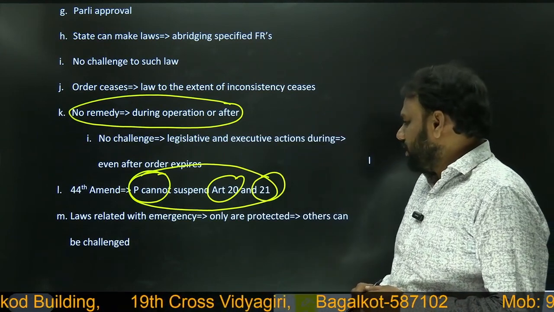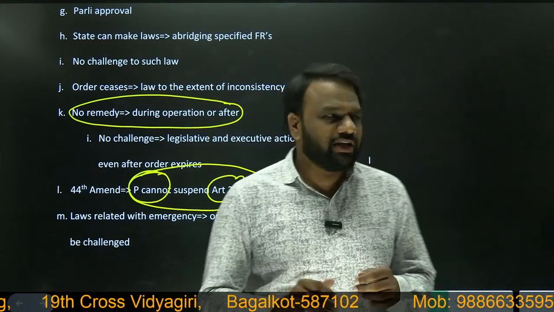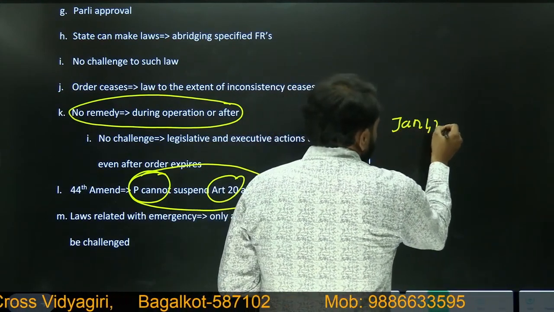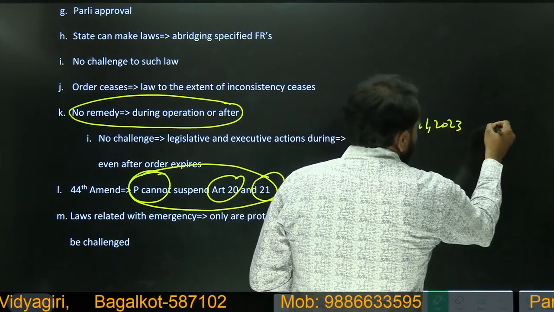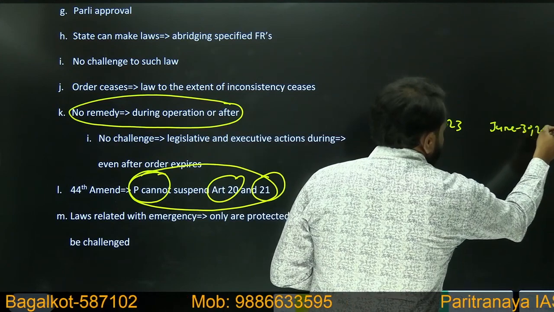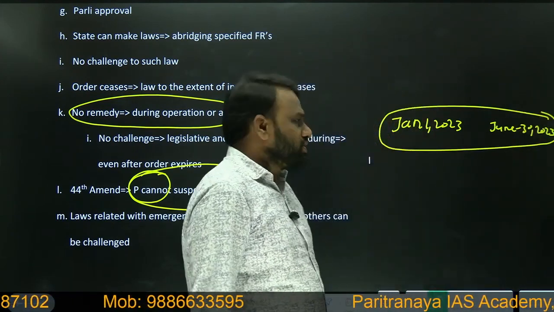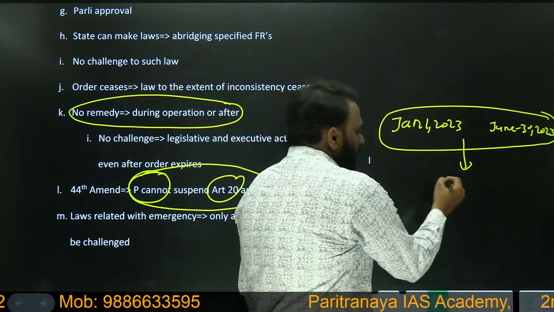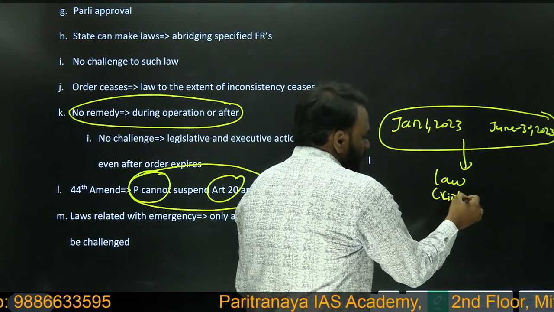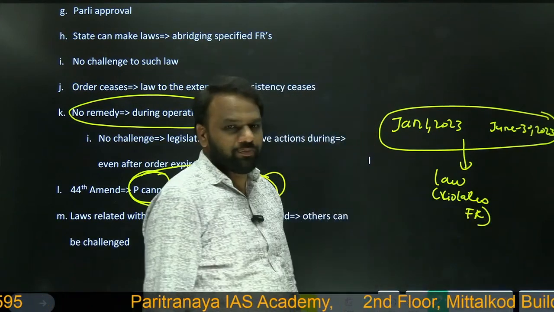Next, laws related with emergency are protected, others can be challenged. So this is an important point to note. Say January 1, 2023 to June 30, 2023. So this is the emergency duration. During this emergency duration, I will make a law which violates fundamental rights.